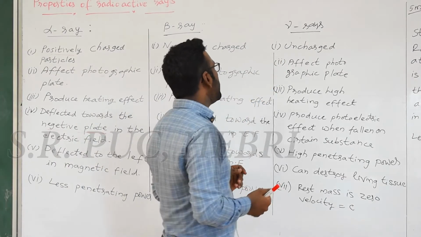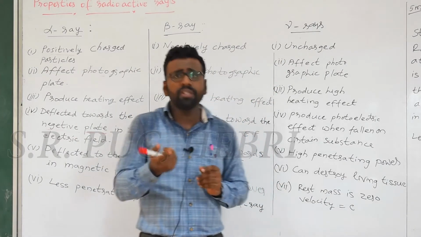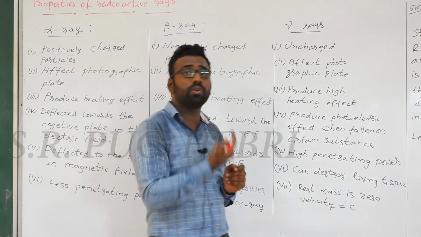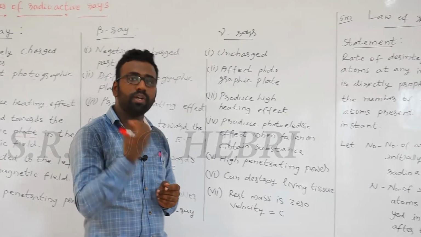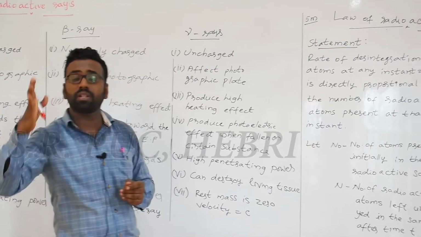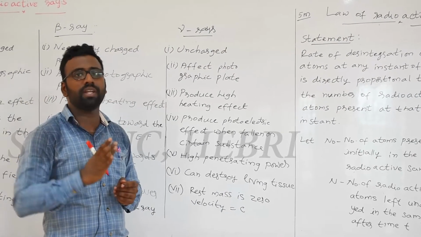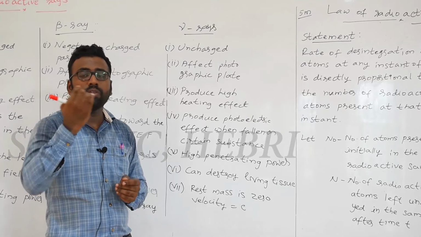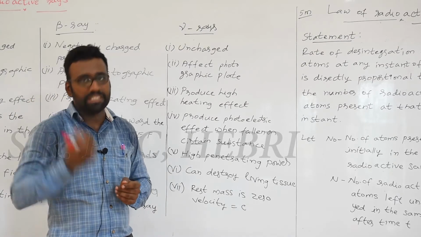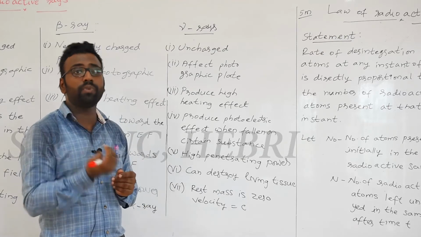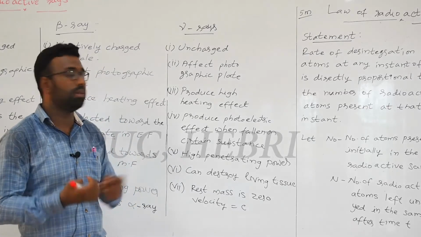Next one, gamma rays. In the previous class, I already explained about gamma rays. They are high energy photons. They have very high energy. So they come on the last side, the last side of the electromagnetic spectrum. So they have high frequency and high energy as well.